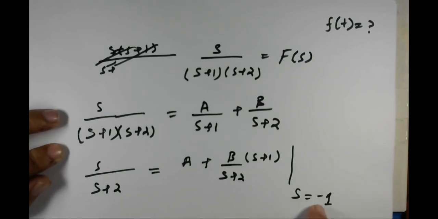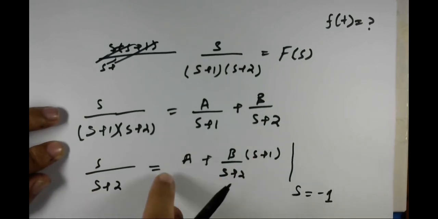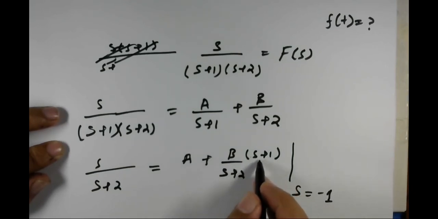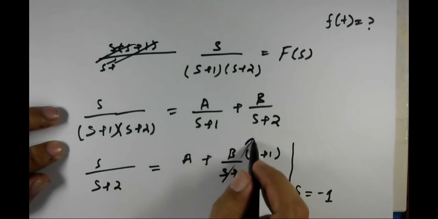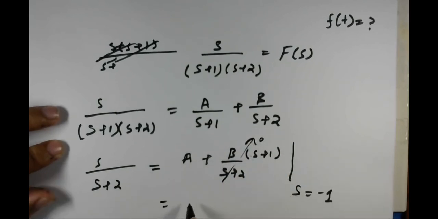When you put s equal to minus 1 here, here, here, and here, you will get the value of a. Minus 1 plus 1 is 0, so the term multiplied by it will straight away go to 0. So you will get a plus 0, and here this will be minus 1 and this will be 1. So a is equal to minus 1 divided by minus 1 plus 2, which is 1. So a is equal to 1. This is one value I got.